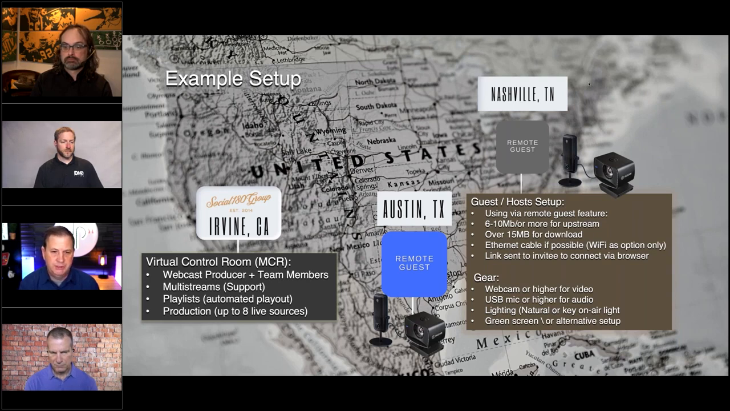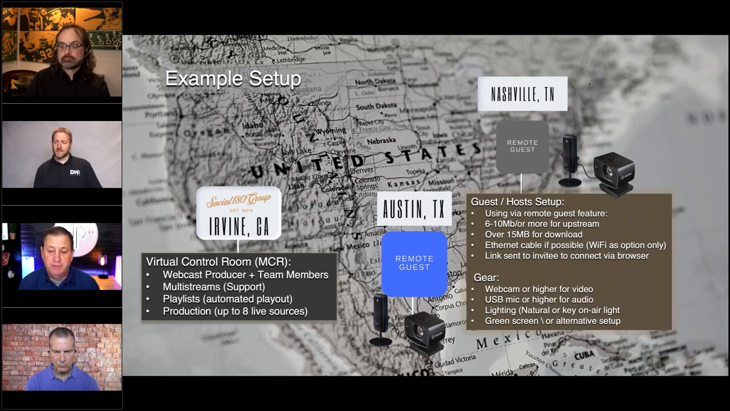Say Austin, Texas and Nashville. And like Corey mentioned, it is important for the talent or the guest to have a decent internet connection. Today, with EasyLive.io, you can pull them in over the remote guest feature, which uses the WebRTC protocol. But you do want to make sure they have a decent configuration set up in terms of their Ethernet. We try to really focus on having a cable and using Wi-Fi as an option.